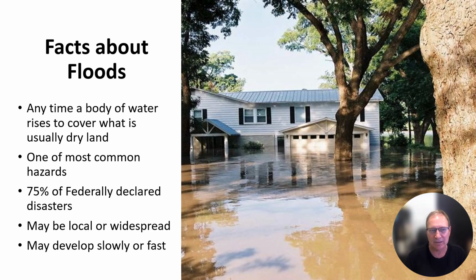Anytime a body of water covers dry land, that's what we refer to as a flood. It is the most common hazard that we face. 75% of all federally declared disasters have some aspect of flooding. Maybe flooding is the only reason, maybe flooding is part of the reason, but 75% of all federally declared disasters have some aspect of flooding associated with it. Again, it could be local, it could be widespread, may develop quickly or may develop slowly, depending on the nature of what's causing substantial amounts of water to come into a particular area.